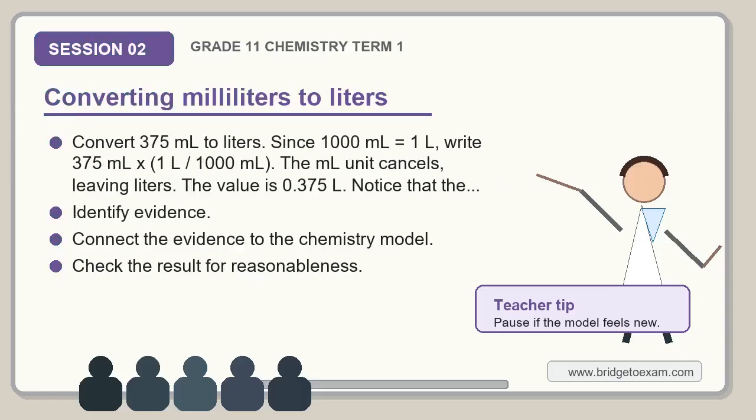Now, let's work an example. Converting milliliters to liters. Convert 375 milliliters to liters. Since 1,000 milliliters equals 1 liter, write 375 milliliters times 1 liter per 1,000 milliliters. The milliliter unit cancels, leaving liters. The value is 0.375 liters. Notice how the answer comes from evidence and reasoning, not from guessing.